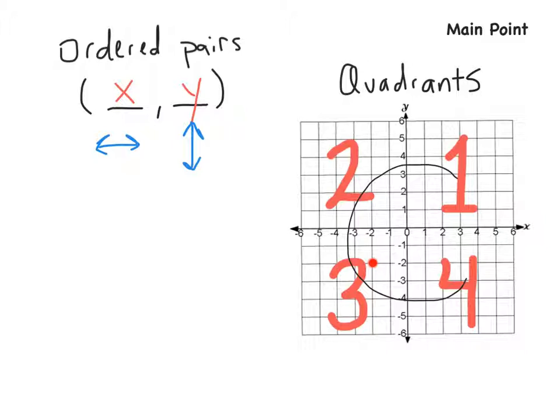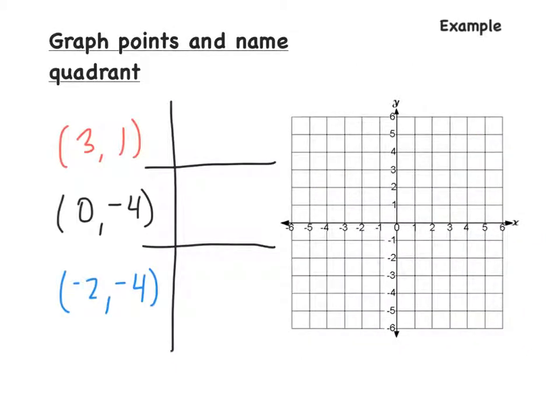What's important? This is very important. Say that we have a point 0, 5. It's directly on the y-axis. If it's directly on the y-axis, it is not in a quadrant. Same if it's on the x-axis. If we're at 2, 0, we are on the x-axis. It does not lie in a quadrant. That is important. So now what we're going to do, we are going to graph some of the points, and we're going to name the quadrant.